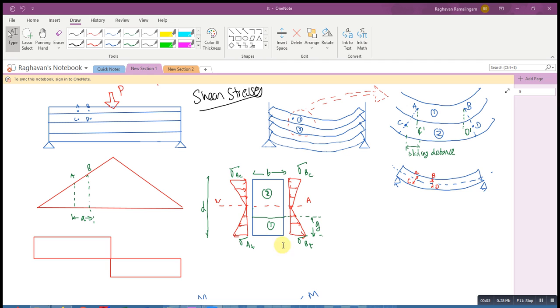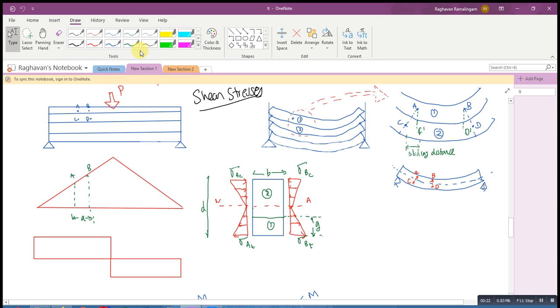This video is to teach you about shear stress distribution in beams, and basically you're going to be seeing how shear stresses in a beam can be calculated, how they vary through the cross section of the beam, and how they vary depending on what the cross section of the beam is.